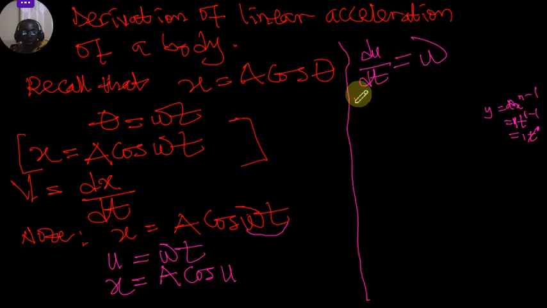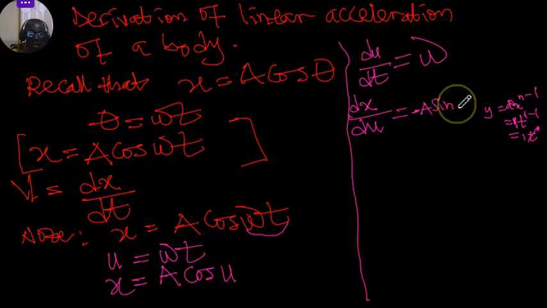Then at the same time, I will look for dx over du. What is dx over du? You are differentiating cosine of u. When you differentiate cosine, it gives you a negative sign. So therefore, all I have here is that dx over du is minus a sine u.